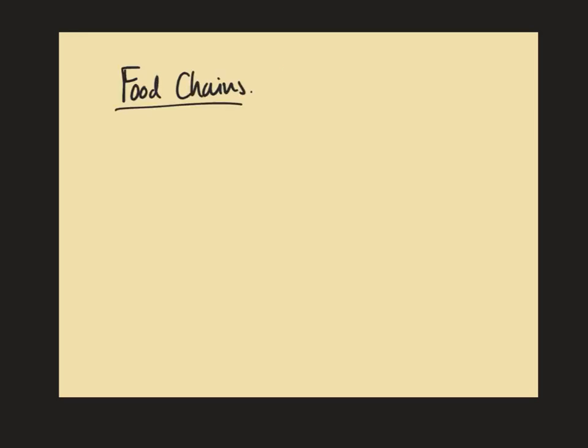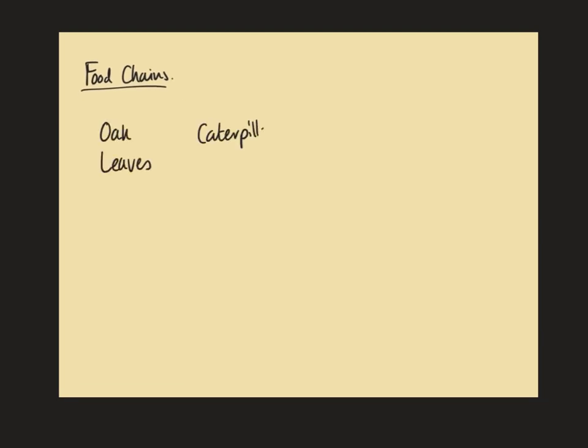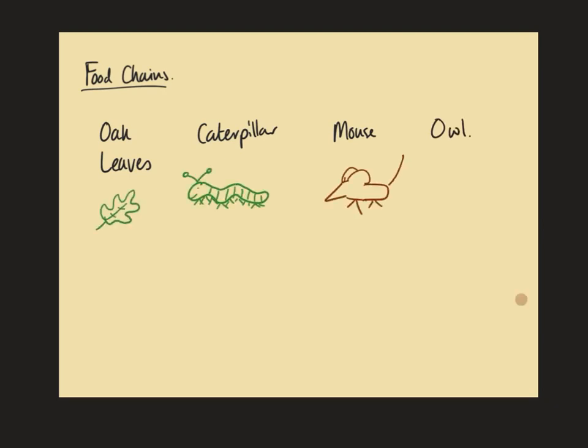So now that we have this information about producers and consumers, we can start to think about food chains and food webs and how all this new information that we've just learned links together. So I'm about to draw out four different plants and animals that you would find in a woodland setting, and we're going to have a look at how they would be linked in terms of their energy. So you can see that there are some oak leaves, a caterpillar, a mouse, and a poorly drawn owl.